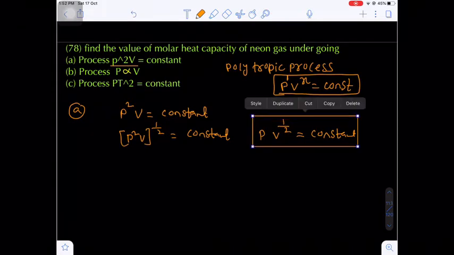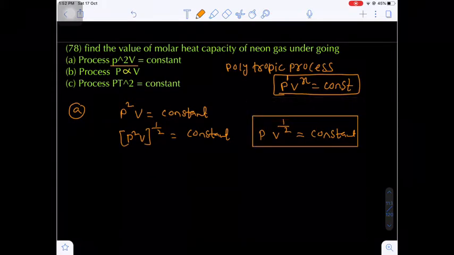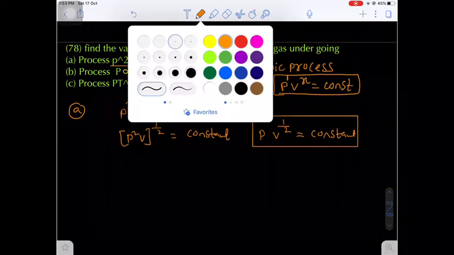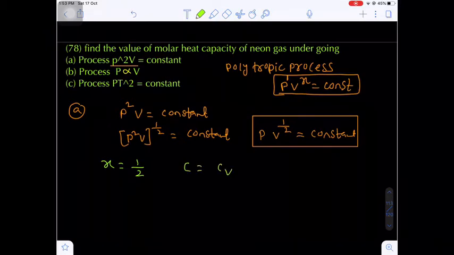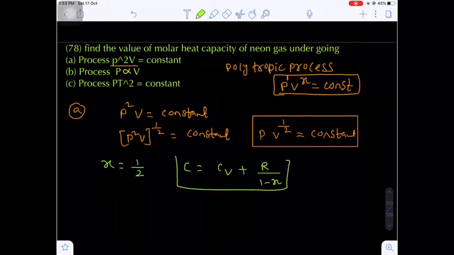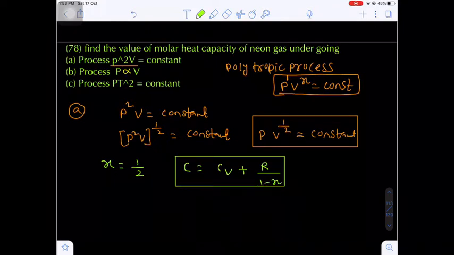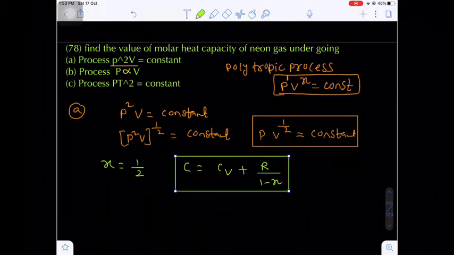Now this is the polytropic process expression. Now compare with the general expression PV to the power x; here we have PV to the power 1 by 2. From these two, shall I write the exponent value x equal to 1 by 2? Yes. From here, the molar heat capacity C equals Cv plus R upon 1 minus x. This expression is very, very important. We have to remember this final result. Are you getting my point?